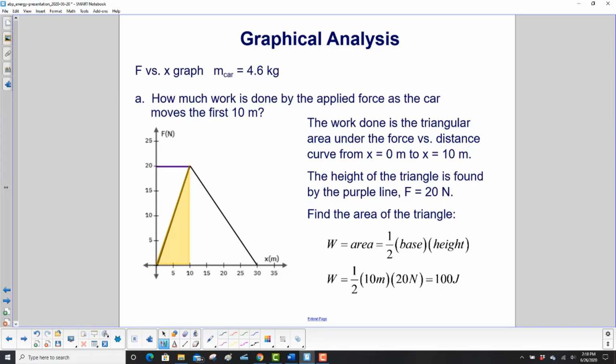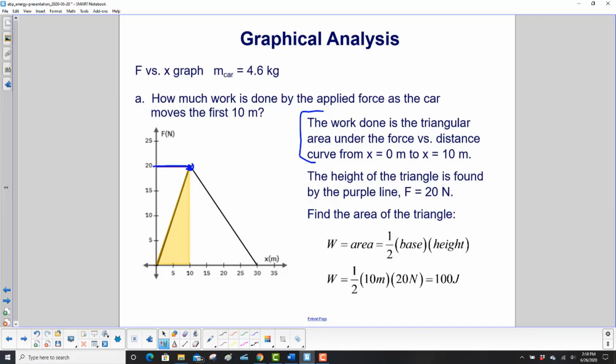So the work done is the triangular area under the force versus distance curve from x equals 0 to x equals 10. That's a formal way of saying what I just talked about. The height of the triangle, and where did this purple line come in? Well, I wanted to find how high this was. So I drew a horizontal line parallel to the x-axis, and I got 20. So the height of the triangle is 20 newtons.